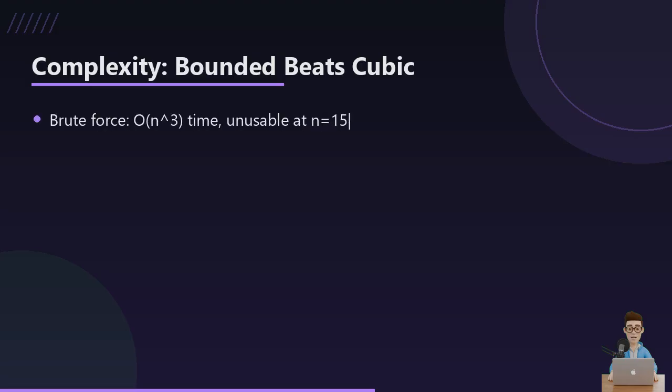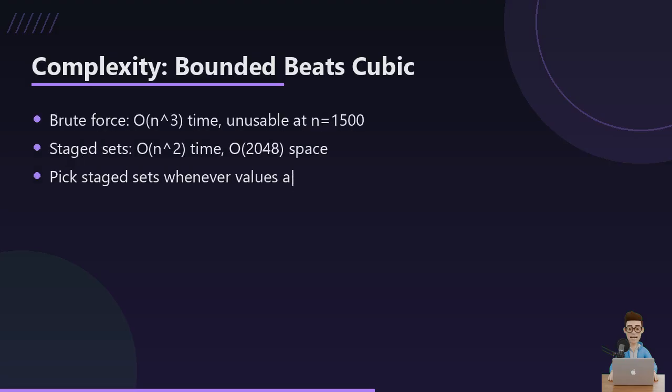Brute force is order n cubed, which at 1500 is over 3 billion operations. Way too slow. The staged set approach is roughly order n squared for building the pairs, then a fixed small step after, because the second set is capped at 2048. Whenever a problem bounds the values instead of just the array length, that's your signal to build the reachable set in stages instead of looping over every combination.